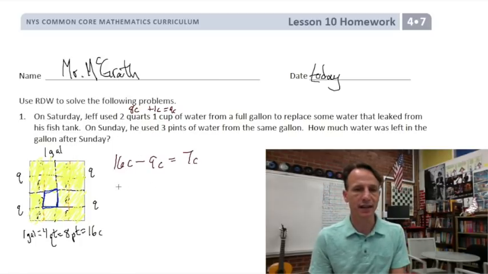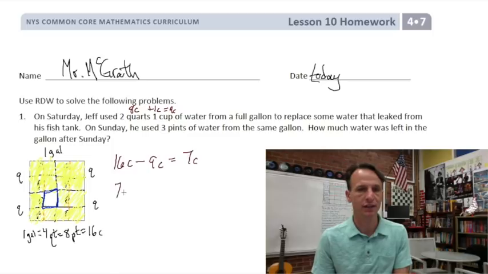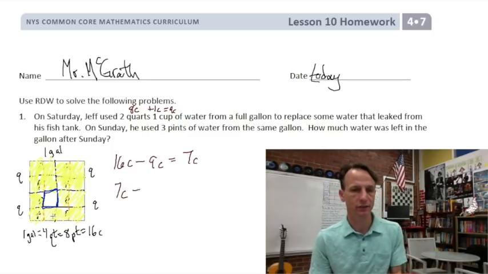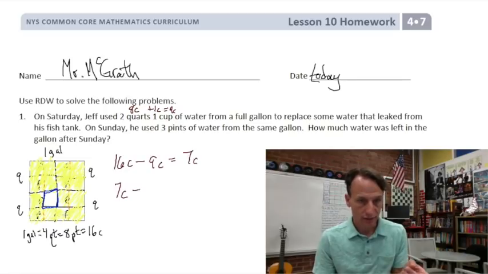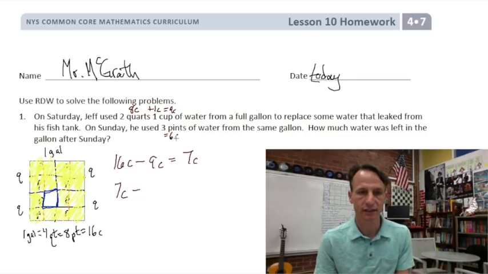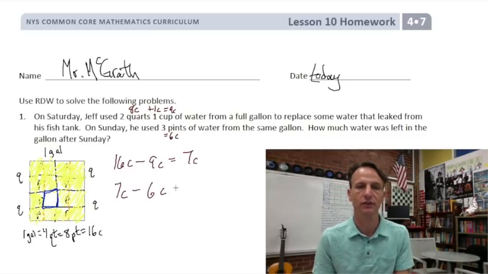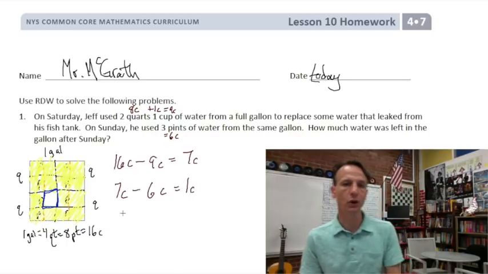And then Sunday, he takes the 7 cups that are left and he uses 3 pints. Now think 3 pints. Okay, so look at the pints there. 2, 4, 6. 3 pints equals 6 cups. And that's how we end up with 1 cup left over.